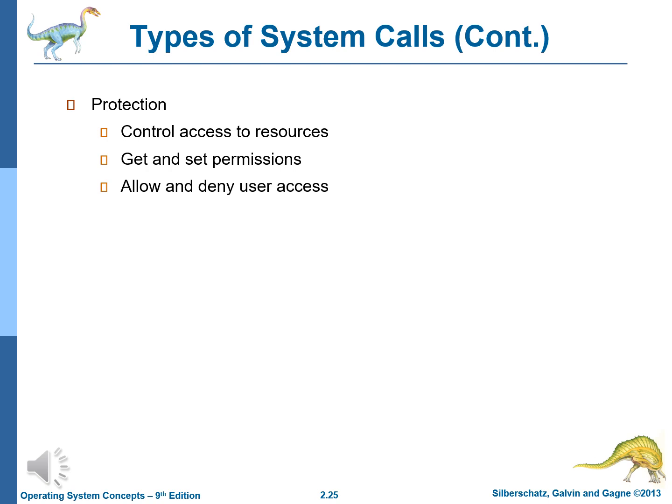The allow user and deny user system calls specify whether particular users can or cannot be allowed access to certain resources.